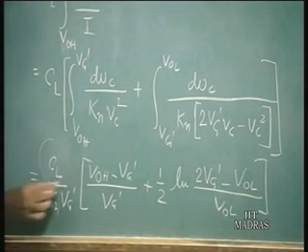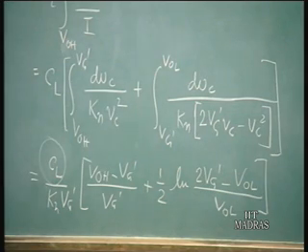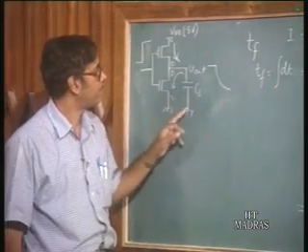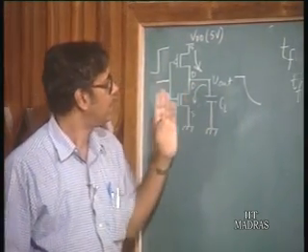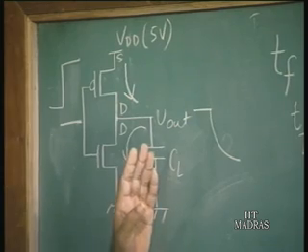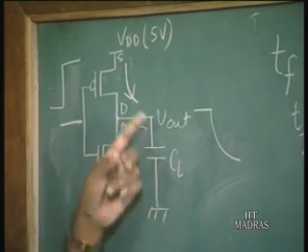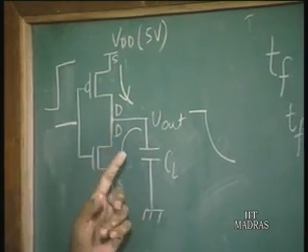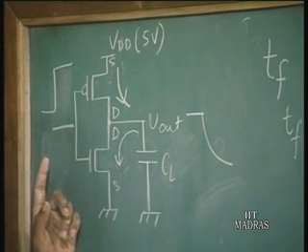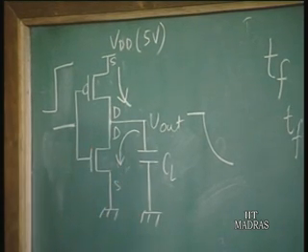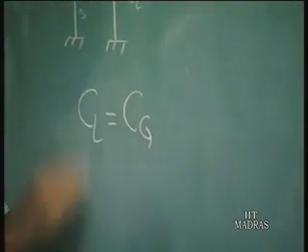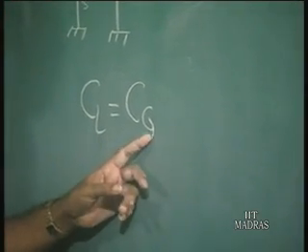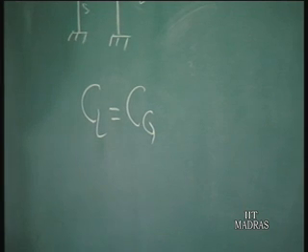Now, what is this CL? This is the load capacitance. Suppose we are considering this inverter driving a similar inverter. Then CL is nothing but the input capacitance of an inverter. So we can say CL is equal to Cg, where Cg is the gate capacitance or the input capacitance of this inverter.